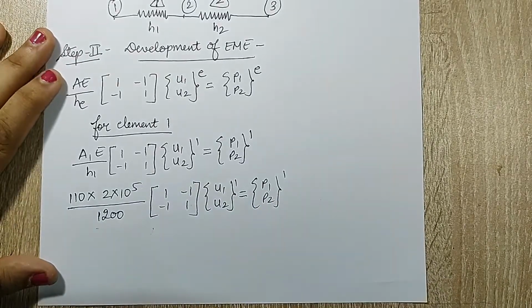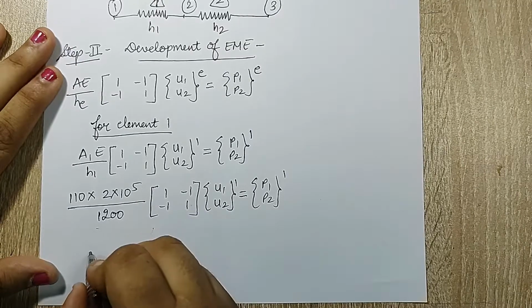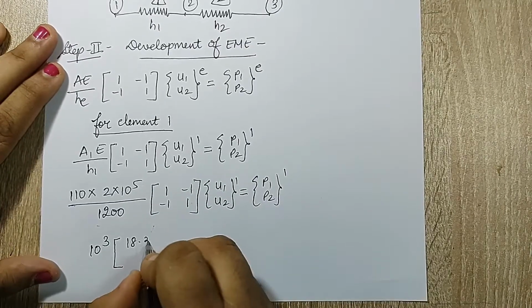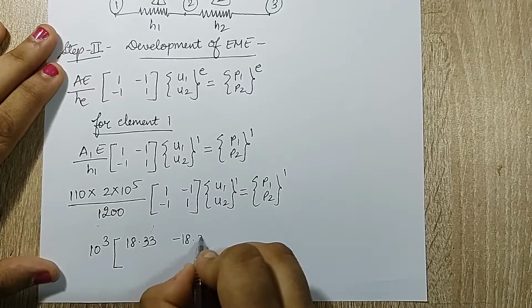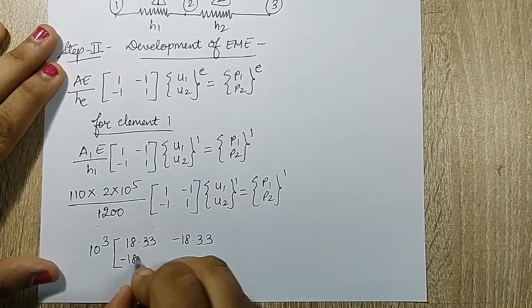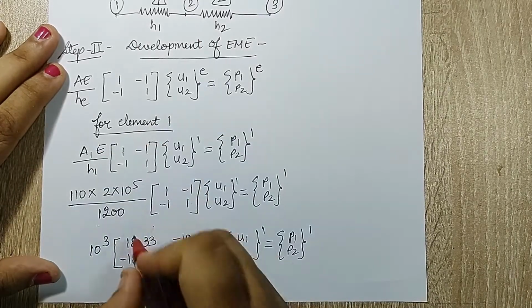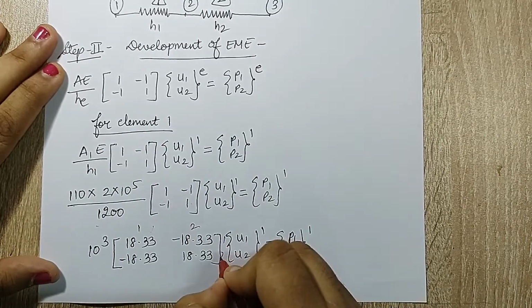When I solve this, I get 18.33 into 10 raised to 3. So I take 10 raised to 3 common and multiply 18.33 inside. Now element 1 is between node 1 and 2. So I'll write down 1, 2, 1, 2.